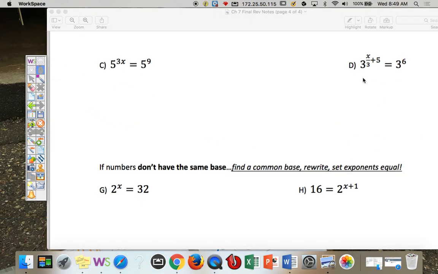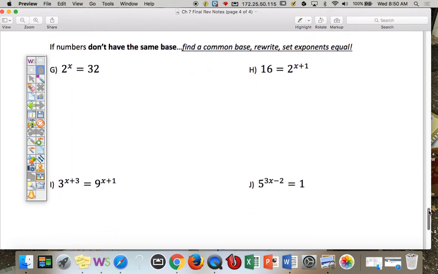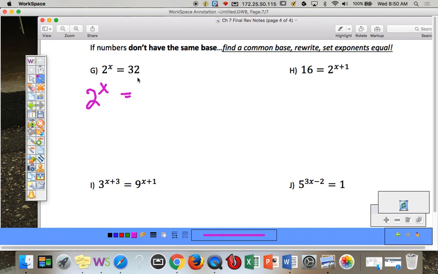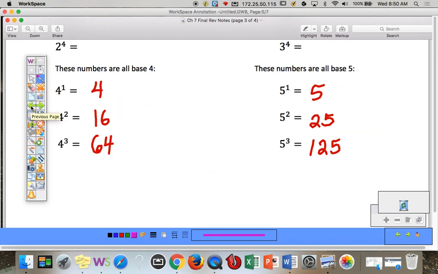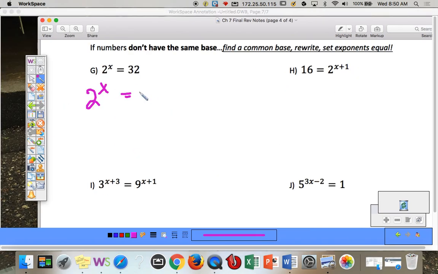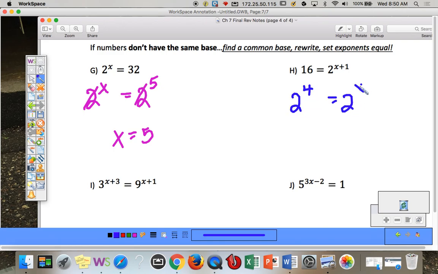If they don't have a common base, you need to find a common base to make them equal. So for example, we have 2 to the x. If we look at 32 on the other page here, it'd be the next one, 2 to the 5th, which I didn't go over. So this is 2 to the 5th. Now the bases match, x equals 5. 16 is 2 to the 4th. Ignore your bases. We have 4 equals x plus 1. We'll subtract 1 from each side. We have x equals 3.